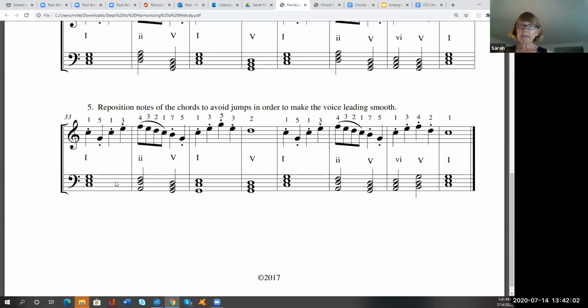Does that sort of make sense to your ears? Yeah, I think it sounds, I like it better than the first one. Oh yeah, smooth voice leading has a lot more variety.